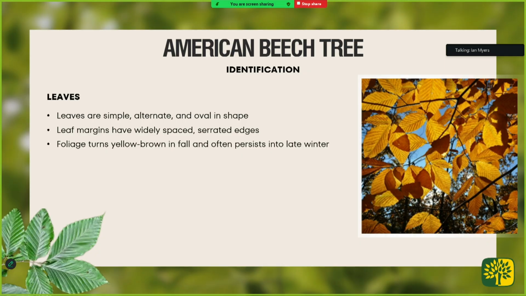The leaves are simple, alternate, and oval in shape. They're about 5 inches long, and the leaf margins have widely spaced serrated edges, different from some of the other species of beech that you'll see shortly. The foliage turns a beautiful yellow or bronze in the fall, and it can persist through the wintertime. There's a condition called marcescence. John is also my English teacher as well. Marcescence is a condition where the tree would appear to be dead, because usually when you see dead leaves on a tree, you think that the sapling or the tree is dead.